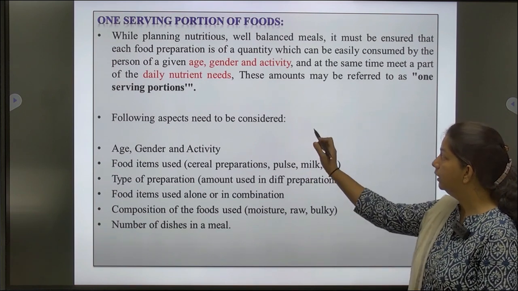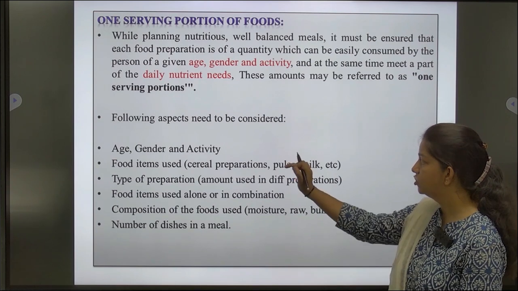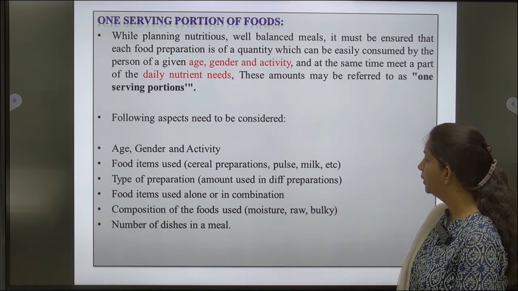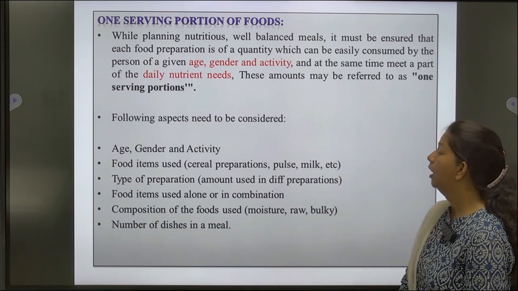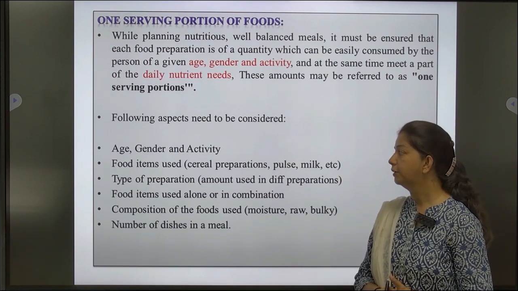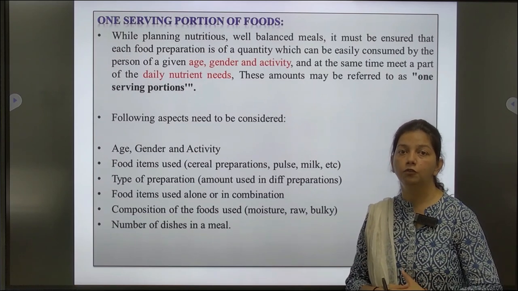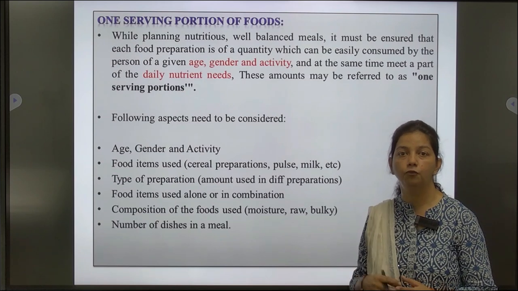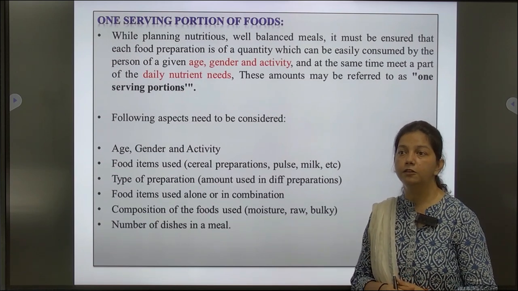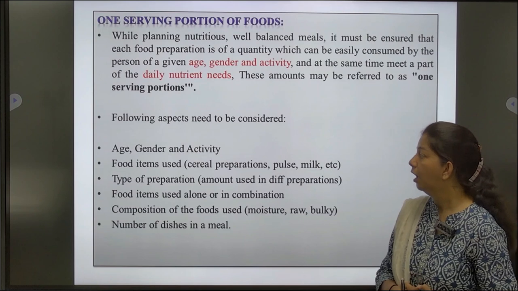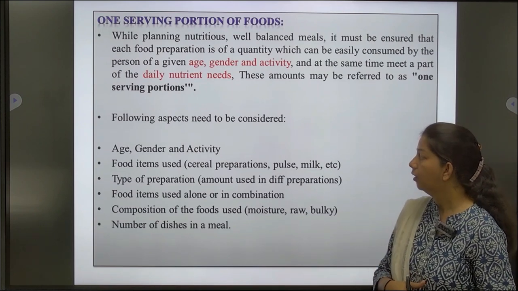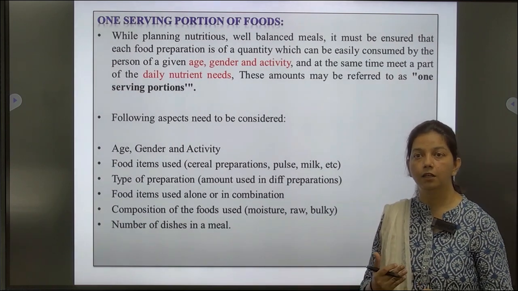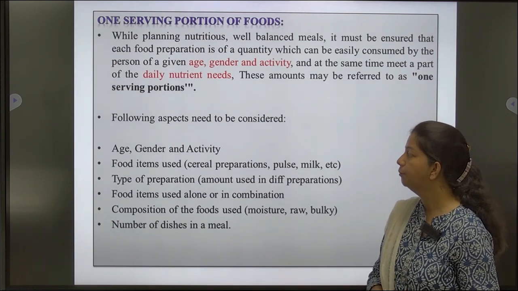The following needs to be considered: the age, gender, activity that we have discussed. Food items used, like cereal preparations, pulses and milk. If the person is vegetarian, we have to add more pulses, milk and curd to fulfill their protein RDA instead of non-veg food items. And on the other hand, when the person is non-vegetarian, then we have to add some eggs, some chicken, some fish to fulfill their protein requirement.